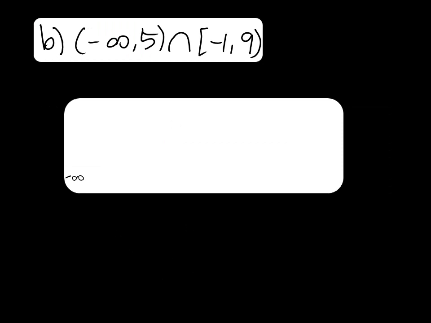How about question B? This question B is from negative infinity to 5, intersect with negative 1 to 9. The first step is to draw the number line. Since we don't have negative infinity on the number line, we just assume negative infinity will be on the left side of the number line. We also have 5, negative 1, 9, so it should be negative 1, 5, 9 increasingly.